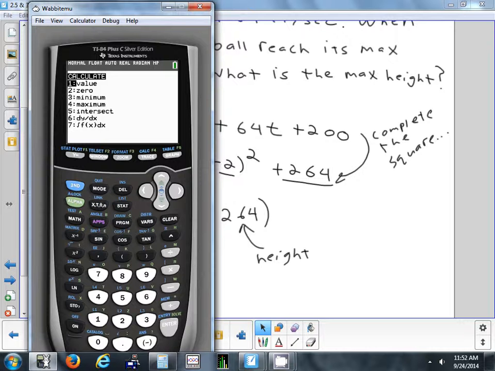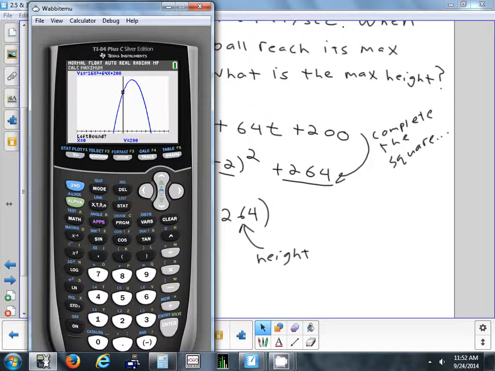So second calc, maximum. Notice here, if you set your x min to 0, the object is starting at a y-intercept of 200. It's because you're on top of a building when you throw it. And it's going to go up off the building and then go all the way down to the ground. Okay, so your maximum occurs at 2 seconds at a height of 264. Okay, so algebraically, complete the square to find it. Graphically, that's how you can do it.